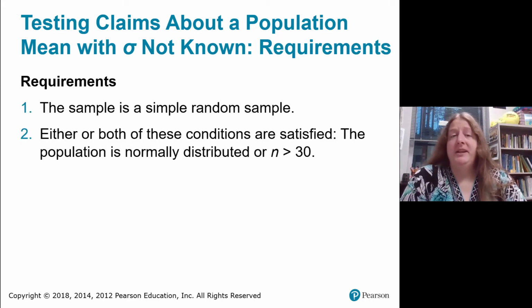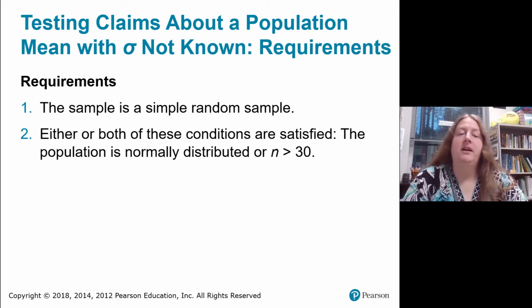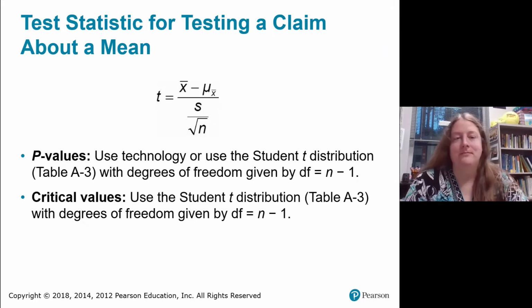The requirements that we need to be able to test a claim about a population mean when we don't know our population standard deviation are that our sample is a simple random sample, and the second one hopefully reminds you a lot of the central limit theorem, because it's basically that our population is normally distributed, or our sample size is greater than 30, or both.